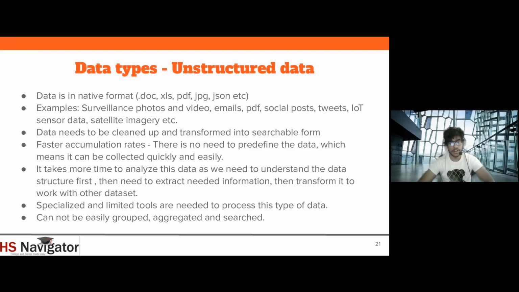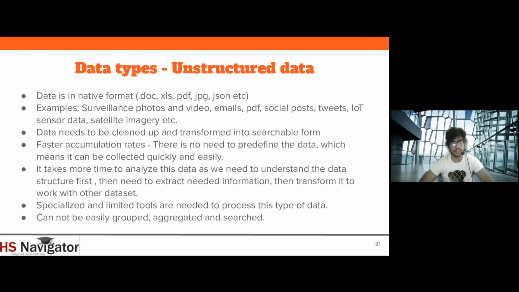Data types. Unstructured data. Data is in its native format. For example, doc, XLS, PDF, JPG, JSON, etc. Surveillance photos and videos, emails, PDFs, social posts, tweets, Internet of Things, sensor data, satellite imagery, etc. Data needs to be cleaned up and transformed into searchable form.